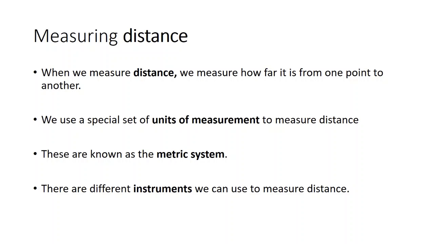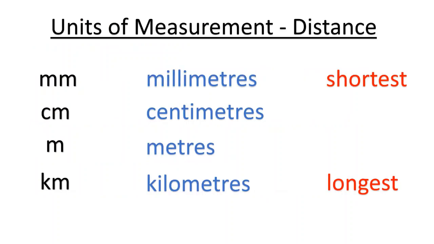When we measure distance, we measure how far it is from one point to another. We use a special set of units of measurement to measure distance, and these are known as the metric system, and I'll talk about that in a minute. Also, as with anything else, there are different instruments we can use to measure distance. So when we're measuring distance, we need to know, first of all, what distance means. It measures how far from one point to another. We need to choose a unit of measurement, and we need to choose an instrument to measure distance.